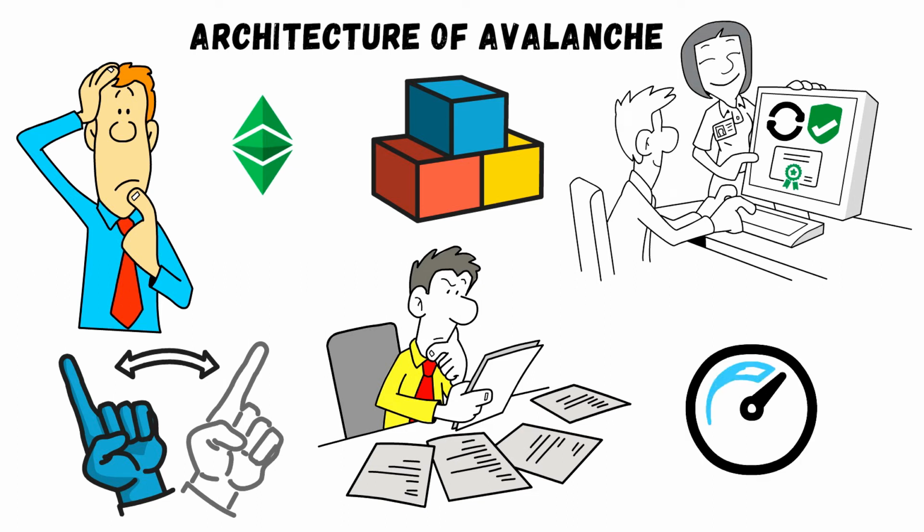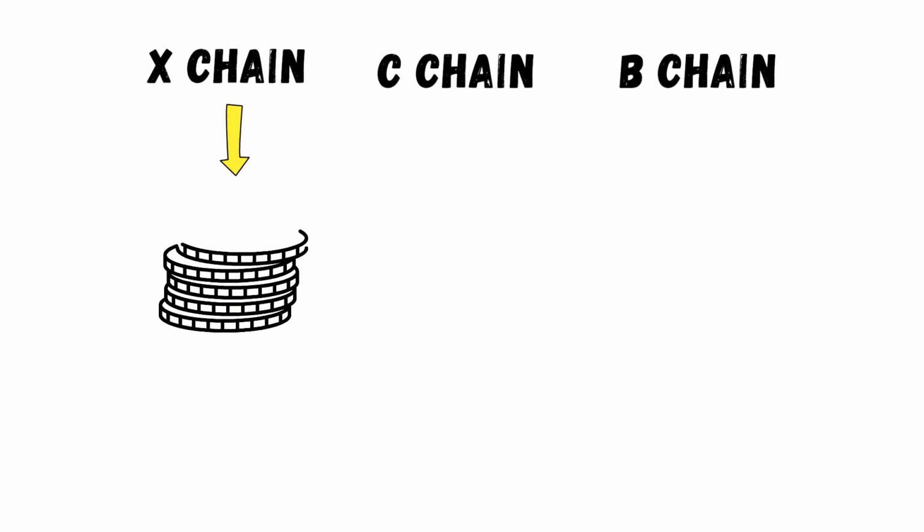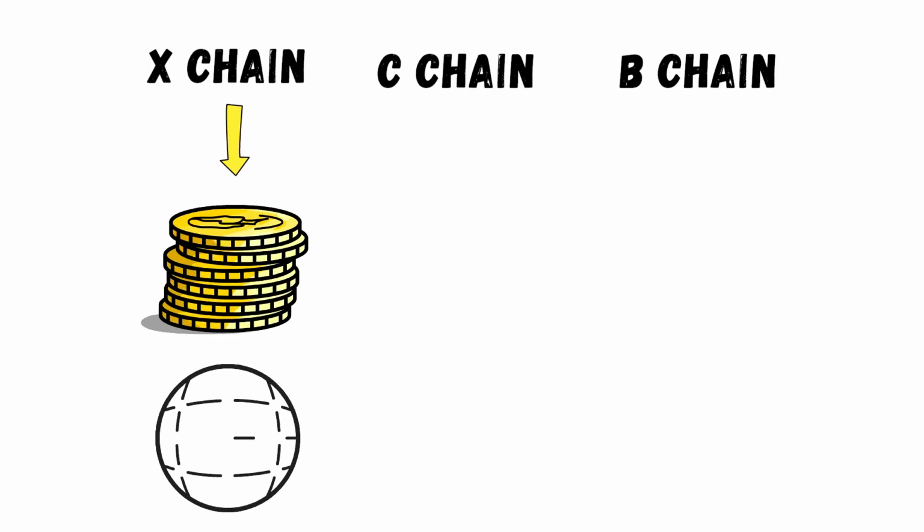The 3-layer system allows the protocol to be many times faster than other protocols. The 3 chains in Avalanche are X-chain, C-chain, and P-chain, and each of them have their own function. The X-chain is a chain that is dedicated to the coins or tokens. This chain handles all the tasks related to coin creation, their management, and their transactions.